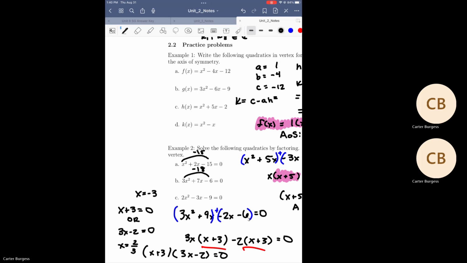We're not looking for the vertex here. We're just looking for the solutions to this equation, which would be what we see here. The vertex from this information actually isn't super hard to figure out. The vertex is the point that falls right in the middle of our x-intercepts. So you could take the average of the x-intercepts, and that would give you the value of h.